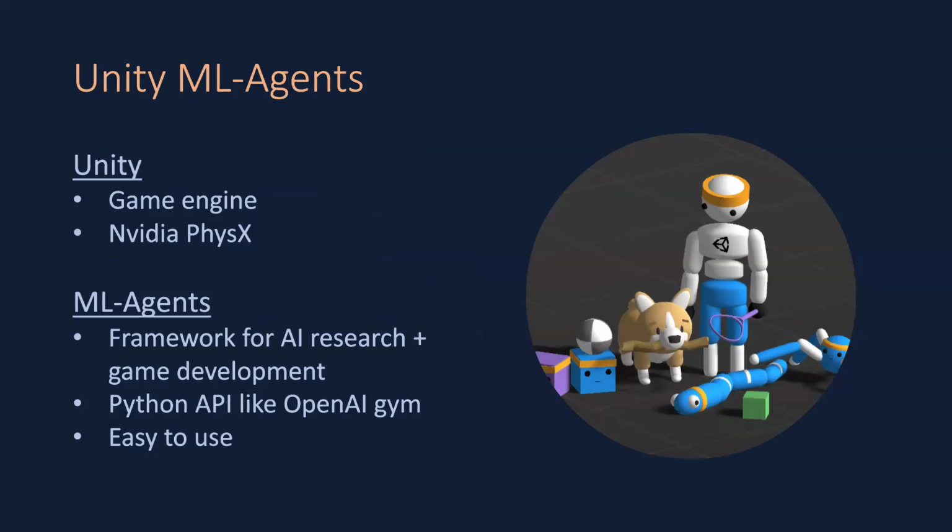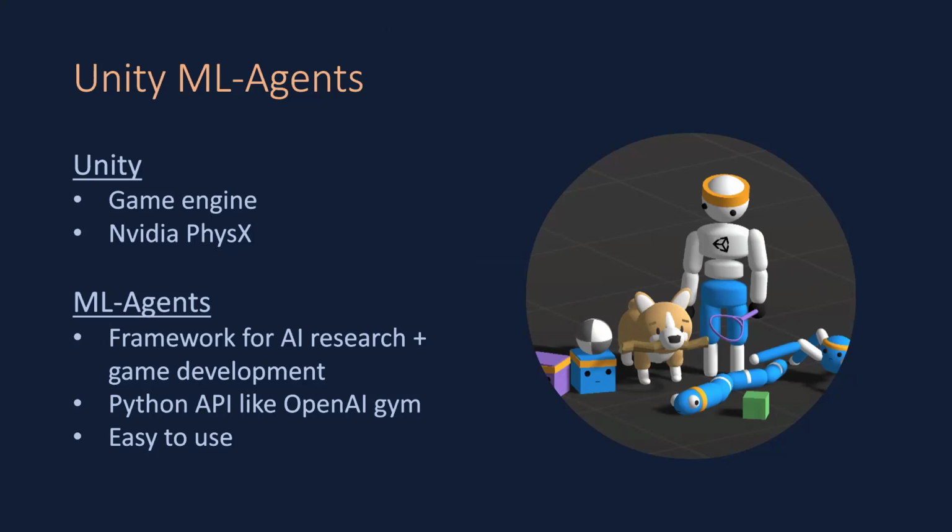This framework has been developed in Unity, which is actually a game engine used to develop video games. The game engine uses the NVIDIA physics engine, and it uses a library for that game engine called Unity Machine Learning Agents. This is a framework developed by Unity to enable people to use the Unity engine for AI research and also for game development and using AI in games.